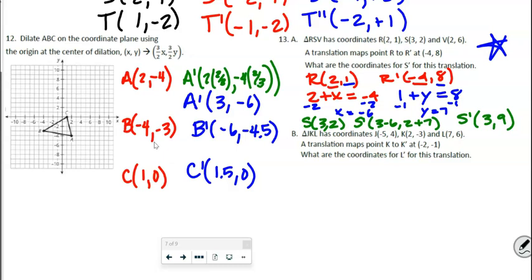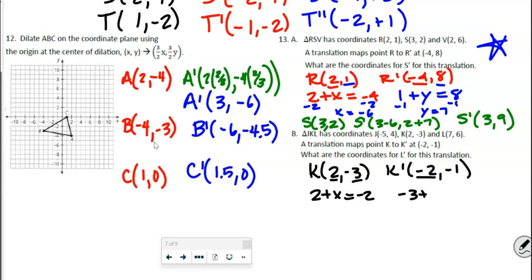Okay, so this time it's asked us for K. We have K and we have K prime. So K is 2 comma negative 3. K prime is negative 2, negative 1. So here again we're going to go 2 plus x equals negative 2. There's our 2's, right? And we're going to do our 3's, negative 3 plus y equals negative 1. So we're going to go ahead and subtract 2 here. So that means our x is going to be equal to negative 4. Here we're going to add 3 to both sides. So y is going to be equal to 2.